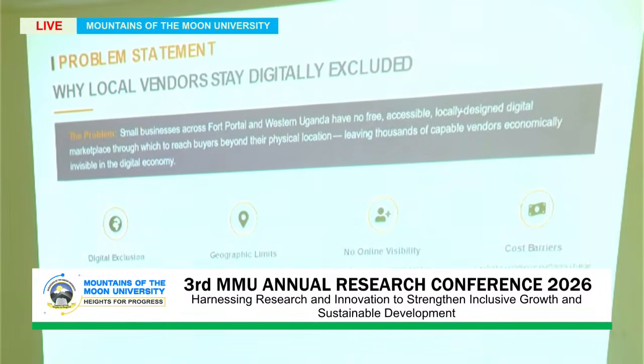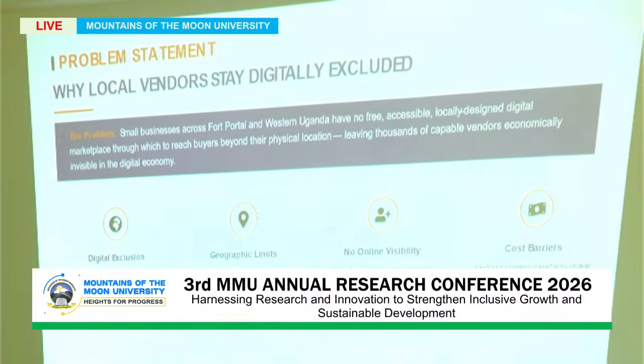So what is our problem statement? The problem statement: small businesses across Poto and Western Uganda have no free, accessible, locally designed digital marketplace to reach buyers beyond their physical location, leaving thousands of capable businesses economically invisible in the digital economy.